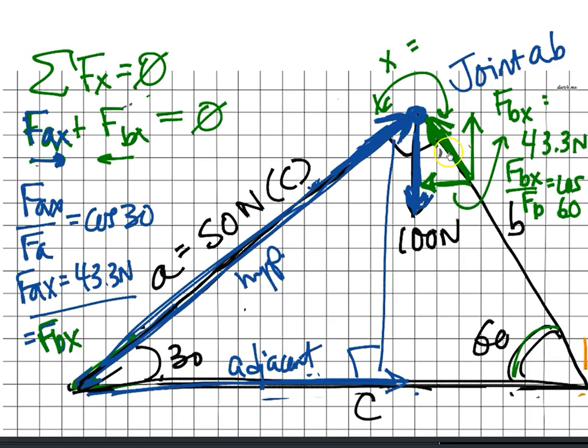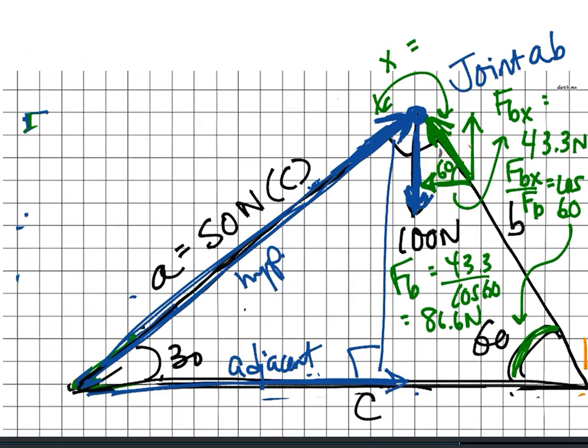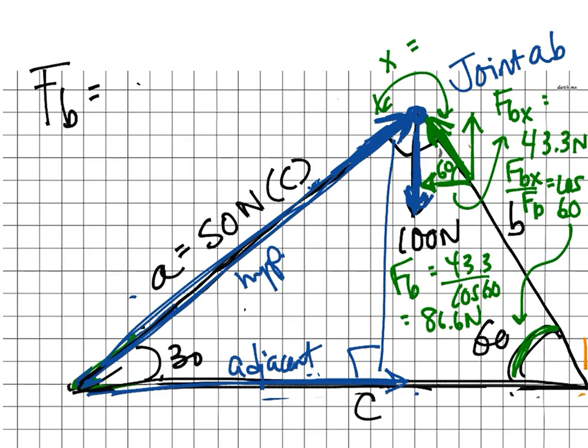And so we can calculate FB, the force within member B. Whether you think about it down here, or in this little tiny triangle, whatever you want to think about, that means that FB is equal to 43.3 divided by the cosine of 60, which is 86.6 newtons. I'm just rewriting the answer, newtons.